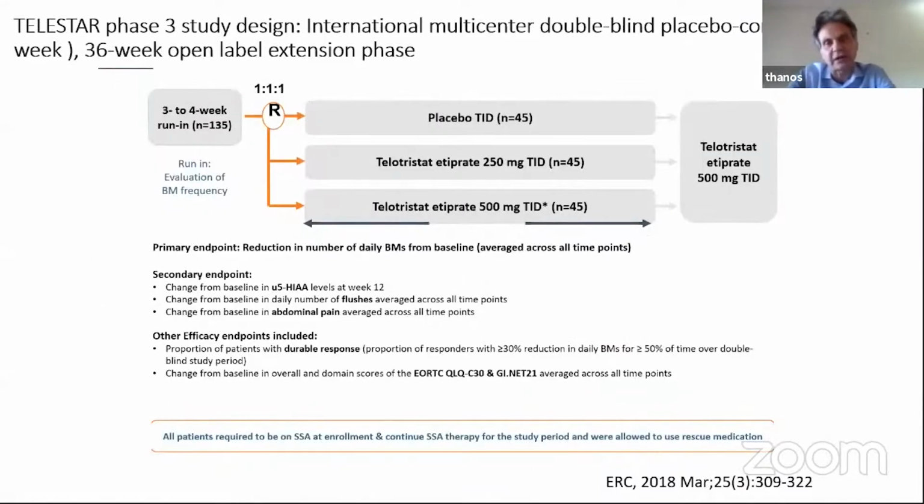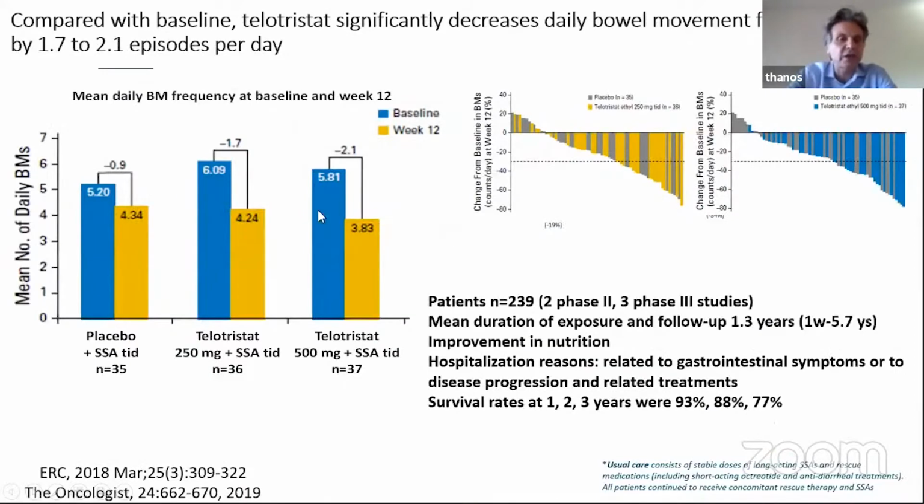Therefore, a phase 3 study was developed, which looked at patients who received placebo, although they had diarrhea unresponsive to conventional doses of somatostatin analogs, octreotide LAR, or either 250 milligrams 3 times a day of telotristat or 500 milligrams 3 times a day. The primary endpoint was control of the symptoms. As you can see, in comparison to placebo, patients who received the 250 and the 500 milligram had at least a minus 1.7 and 2.1 reduction of the diarrhea. And this is the flow chart as well.